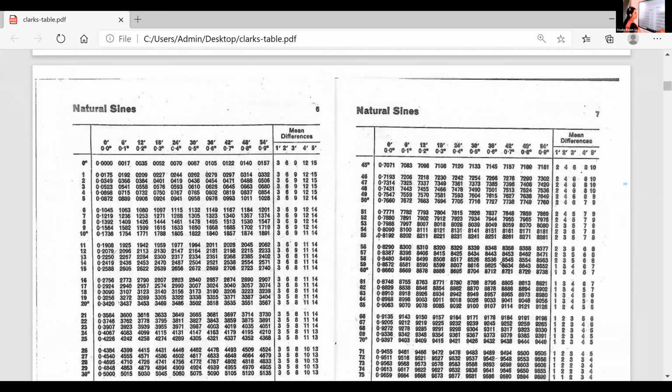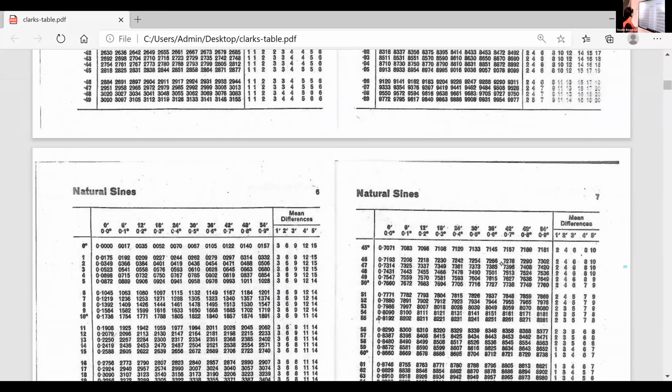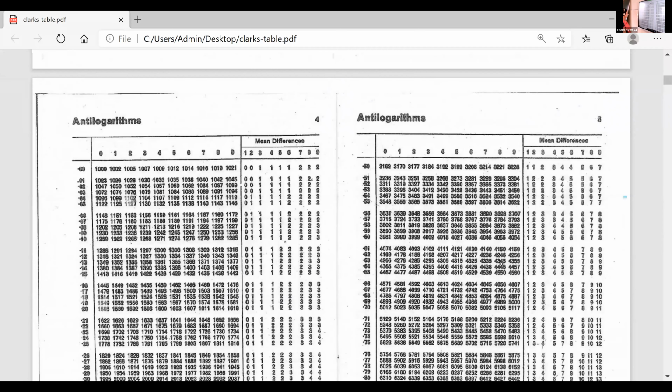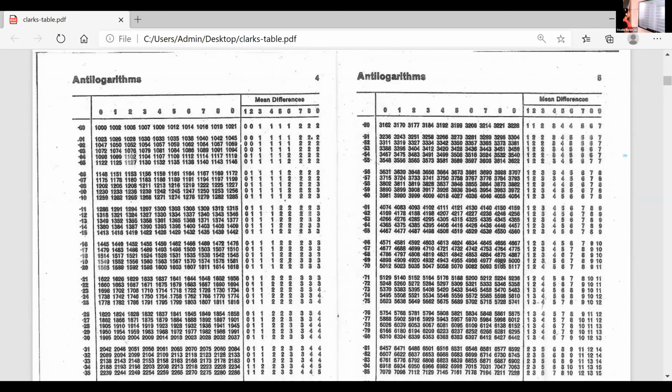Antilog of 0.3187. Tell me, children, what will be the antilog of 0.3187 from the table? 31, then 8. For antilog, you have to start with the decimal. Okay, 0.31.